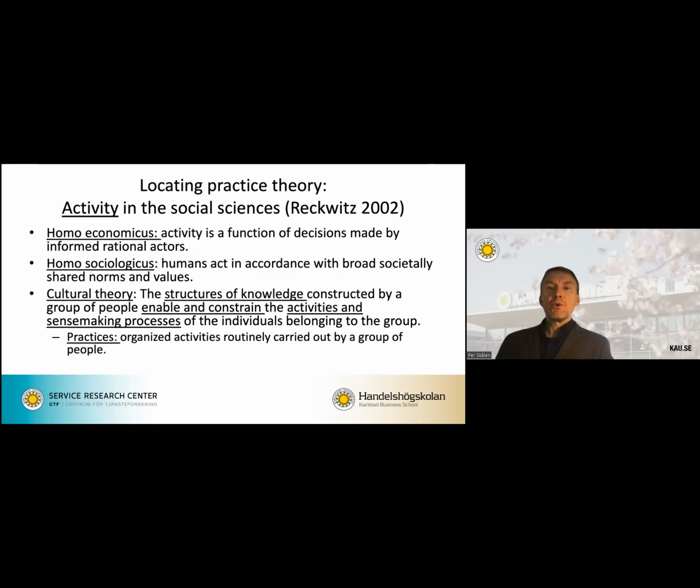So that is where I want to locate practice theory in the social sciences. If I just have to use one slide, I could use 100 slides to explain practice theory, but this is just to give you an overall idea where we are in the theoretical landscape, so to speak.